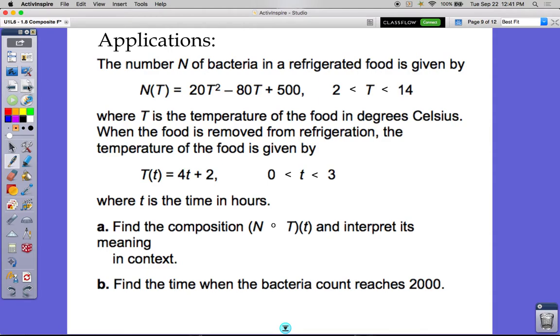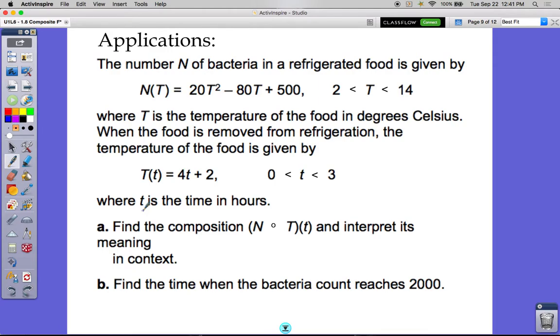20 degrees is 68. So when the food is removed from refrigeration, the temperature of the food then is given by another equation. The temperature of the food in terms of little t is 4t plus 2, as long as little t is between 0 and 3, where little t is the time in hours. So find a composition of n of big T of little t and interpret the meaning and context.